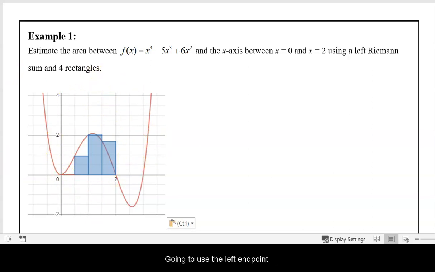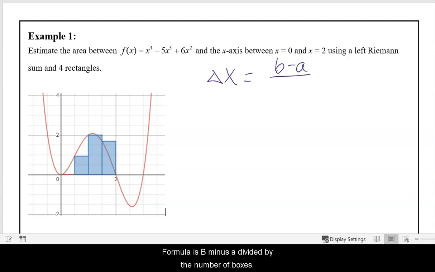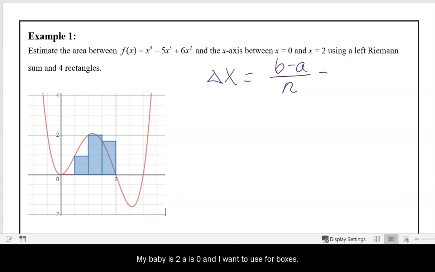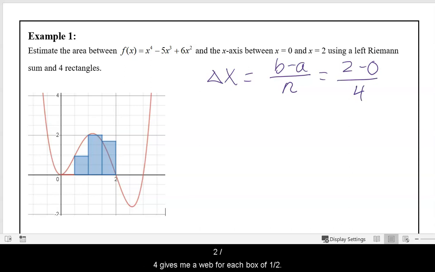We're going to use the left endpoint to compute the height of each rectangle. I need to know what the width of the rectangles are first, so the first thing I do is find delta x. The formula is b minus a divided by the number of boxes. My b is 2, a is 0, and I want to use 4 boxes. 2 divided by 4 gives me a width for each box of 1/2.